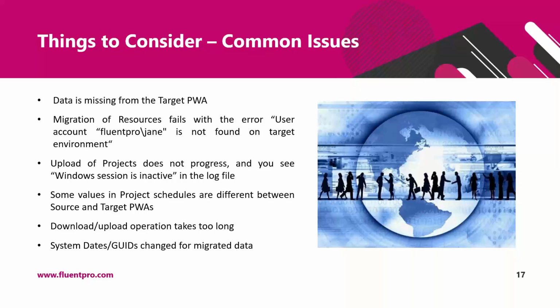Another issue is when a download or upload operation takes too long. Since direct operations with the database are not performed during migration with FluentBooks, and the data is downloaded via API from the source PWA and uploaded to the target PWA also via API, the migration speed depends on the data volume, number of parallel threads, and performance of the source and target PWAs.